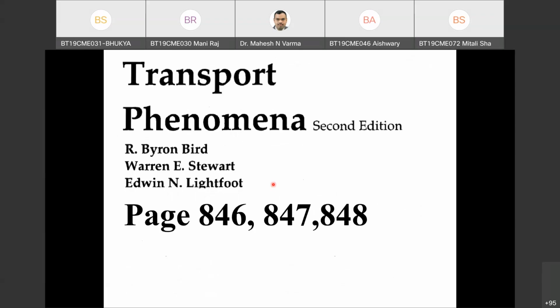All these equations are given in Transport Phenomena by BSL, Bird, Stewart, and Lightfoot, in the appendix, page numbers 8, 46, 47, 48. All these equations are given.